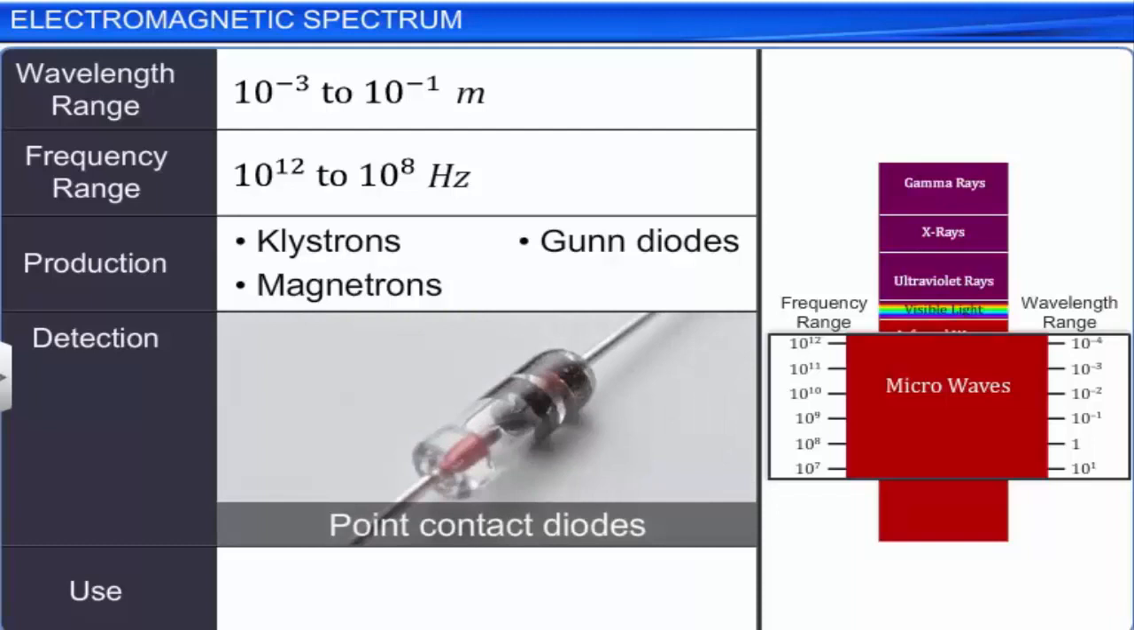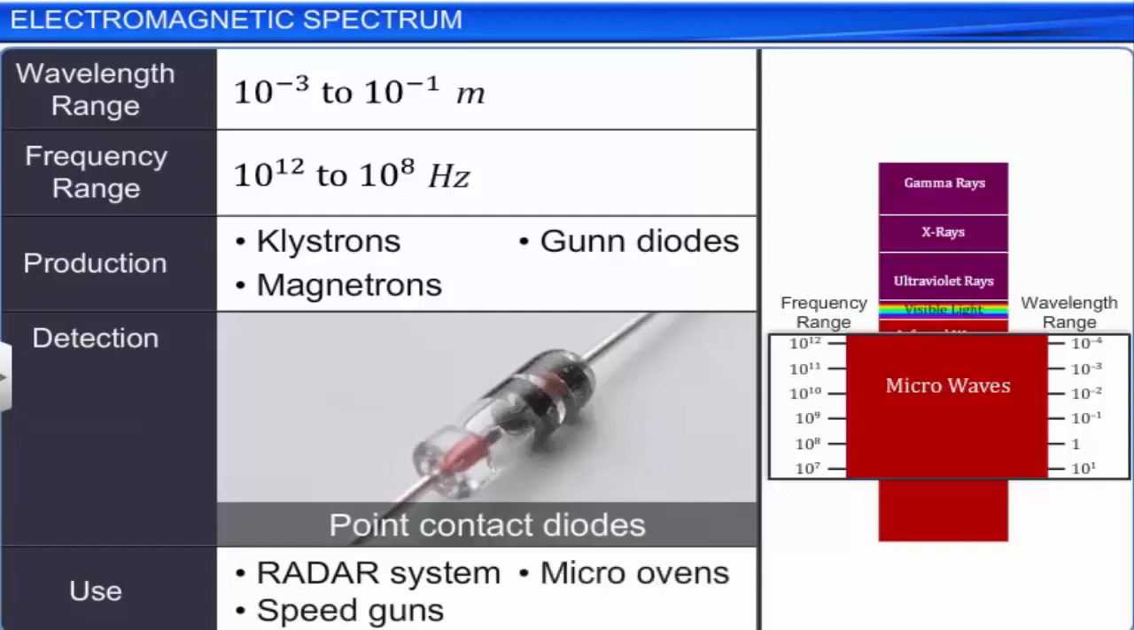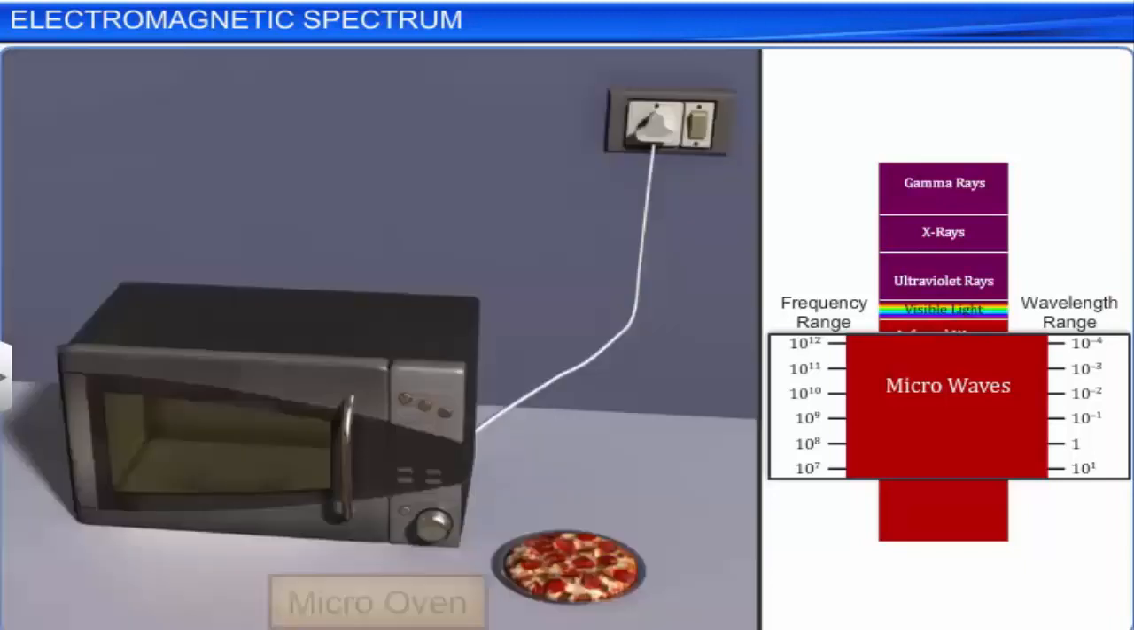These waves are used in radar systems, speed guns, and microwave ovens. Let us also briefly discuss the working of microwave ovens. In microwave ovens, the frequency of microwaves is selected such that it is in resonance with the frequency of the water molecule.